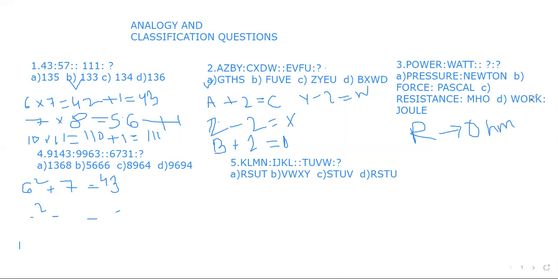And option D, work, joule. Yes, the unit of work is joule. So this is the correct one. It can fit here. So you should know power unit is watt, pressure unit is Pascal, force unit is Newton, resistance unit is ohm, and work unit is joule. This is the correct one. Now let's see question number 4.